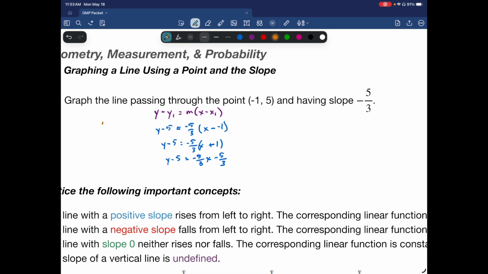All right, 5 is the same thing as 15 over 3. So I can say y equals negative 5 thirds x minus 5 thirds plus 15 over 3. And so my final equation is going to be y equals negative 5 thirds x plus 10 over 3. Okay, so that's my equation. You can use that.